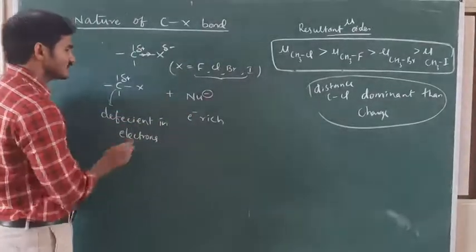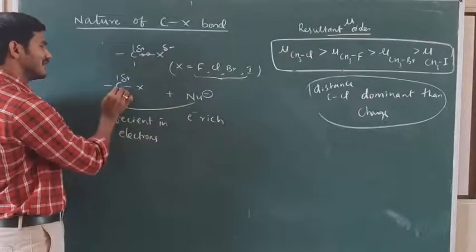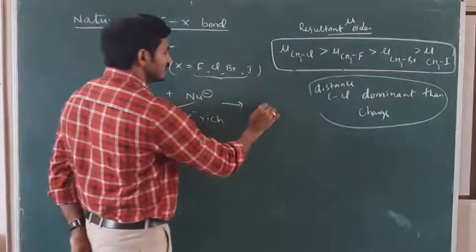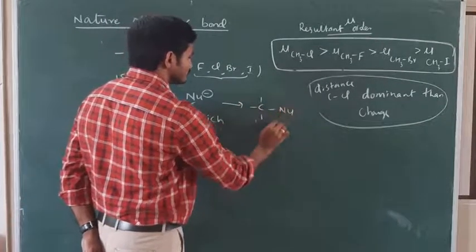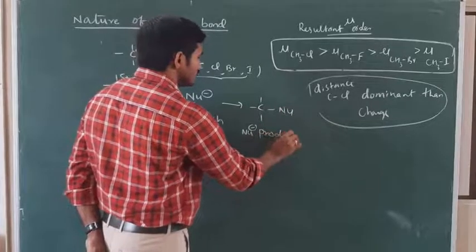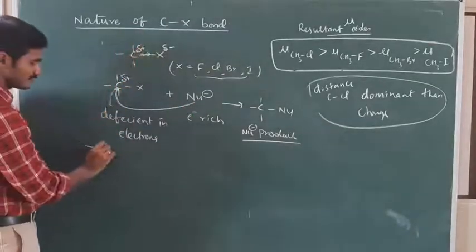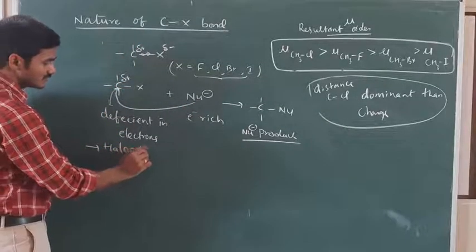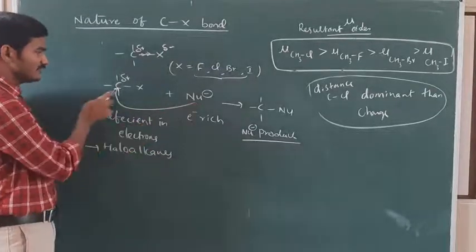They are electron rich. So this electron-rich species can attack at this carbon and form the nucleophilic products. Okay, nucleophilic products. So from this I can conclude one point here. Haloalkanes. Nucleophile is going to substitute here.